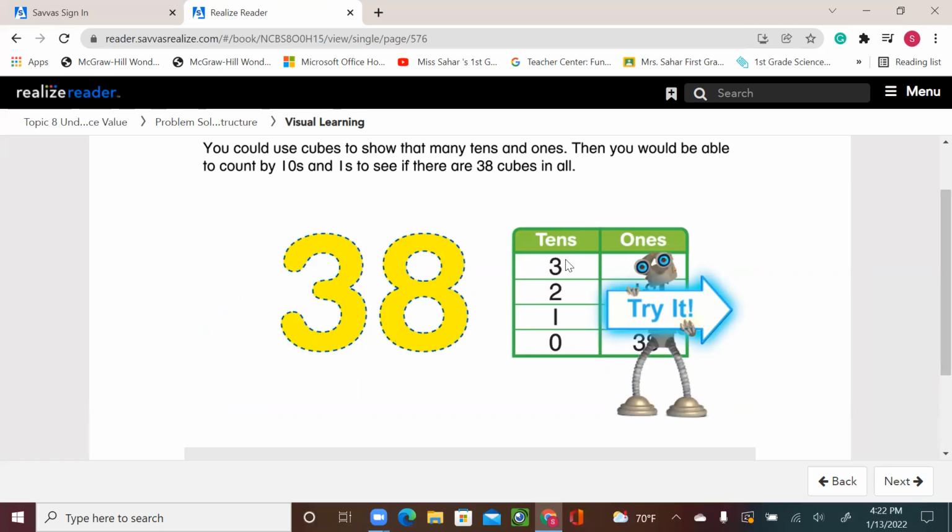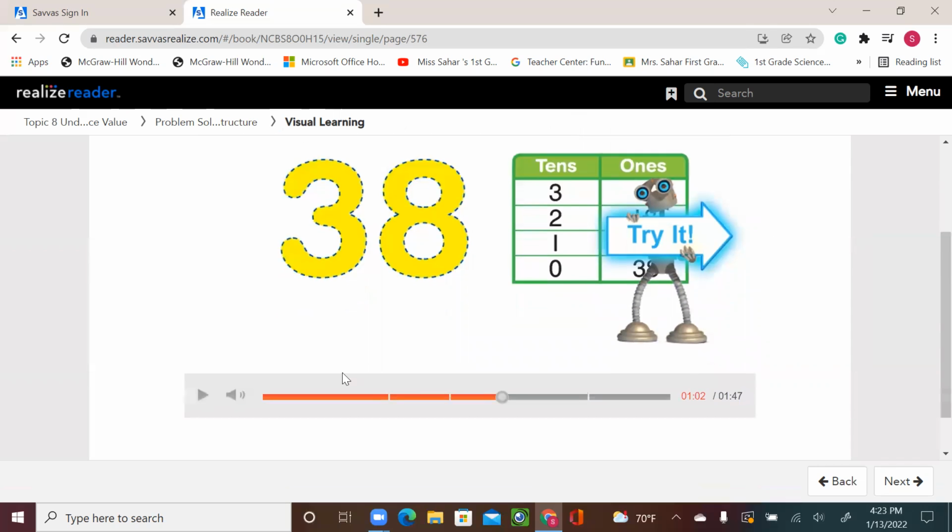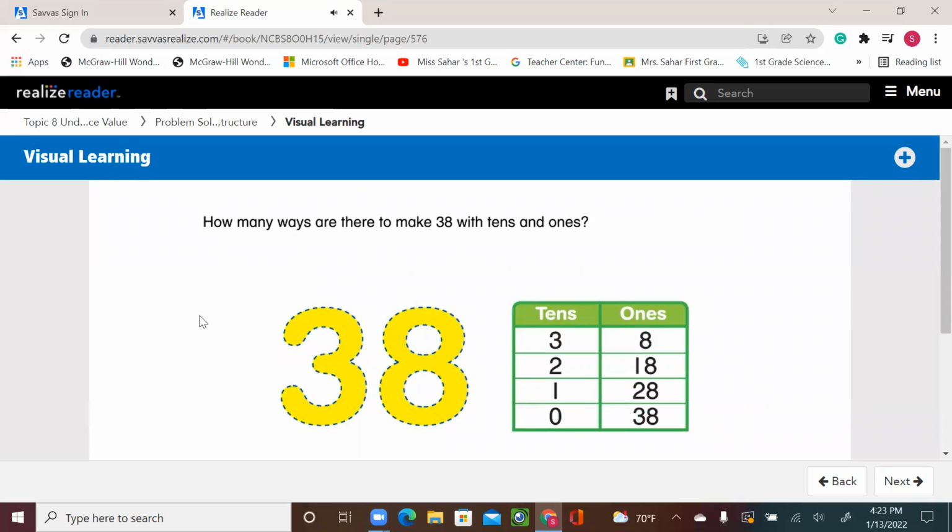All right. So we know that I can have the first way, 3 tens and 8 ones. And I know that I can remove one of the tens and add it to the ones, so I break it. So it's going to be 2 tens and 18 ones. And then I can do the same, and I take another ten and I add it to the ones till I break all tens and have them all ones. So this could be one way. How many ways are there to make 38 with tens and ones? There are 4 ways to make 38 with tens and ones.